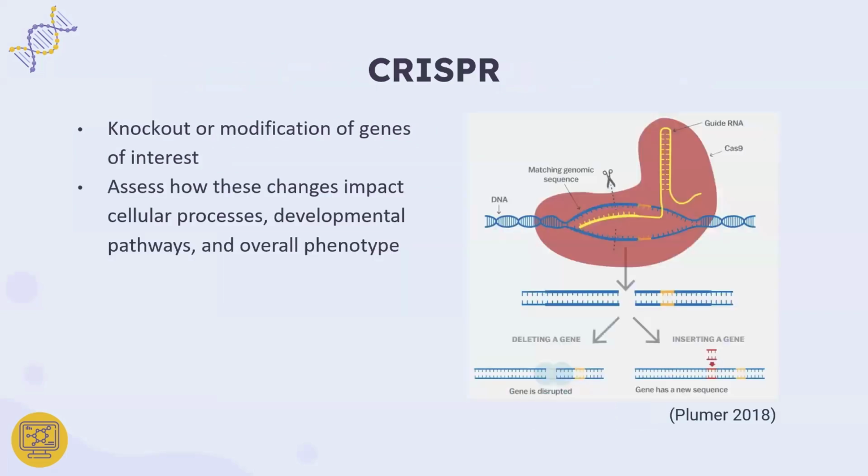For CRISPR, they used it to target modifications in the genomes of these subjects to investigate the functional consequences of genomic rearrangements. By knocking out or modifying genes of interest, the scientists can then assess how these changes impact cellular processes, developmental pathways, and overall phenotype.